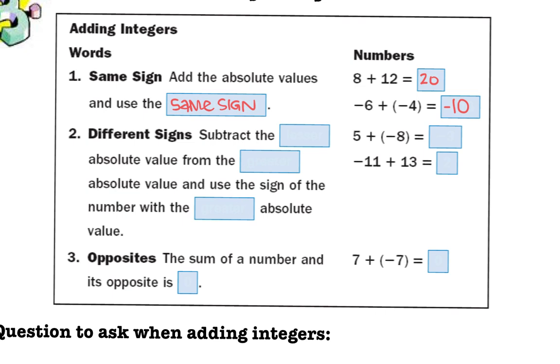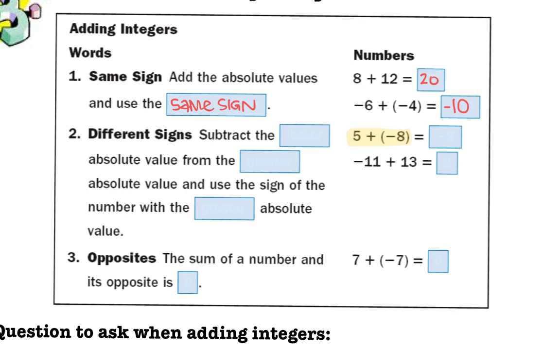All right, now if the signs are different, it's a little bit trickier. Then we've got to look at the absolute values. Remember, absolute value is how far something is from 0. So before we fill in the blanks, let's look at an example. I'm going to look here at this 5 plus -8 example. We know that obviously 5 is bigger than -8.